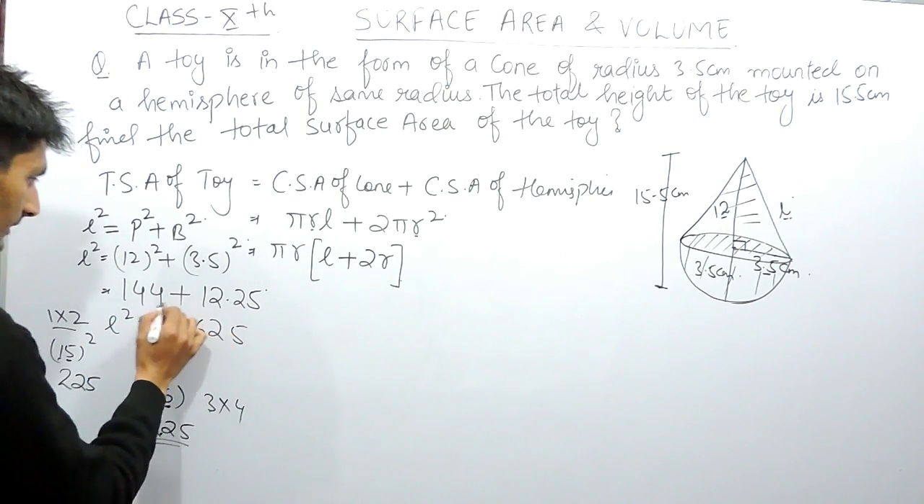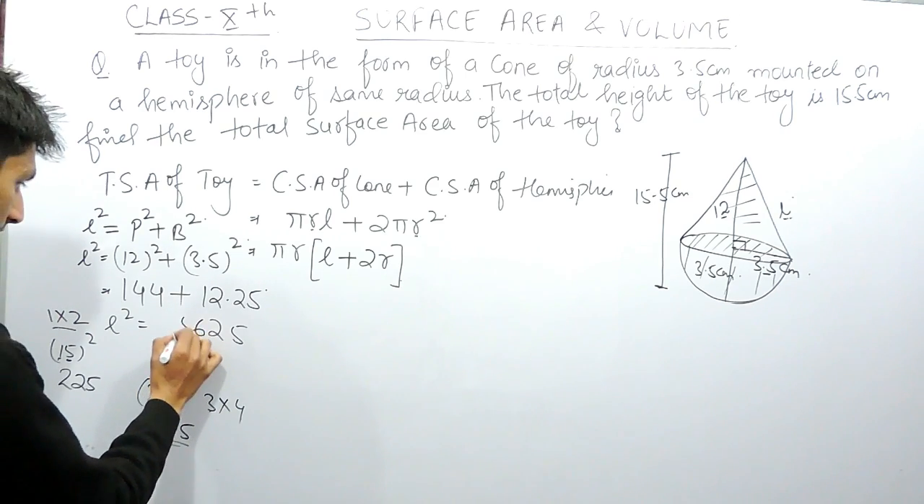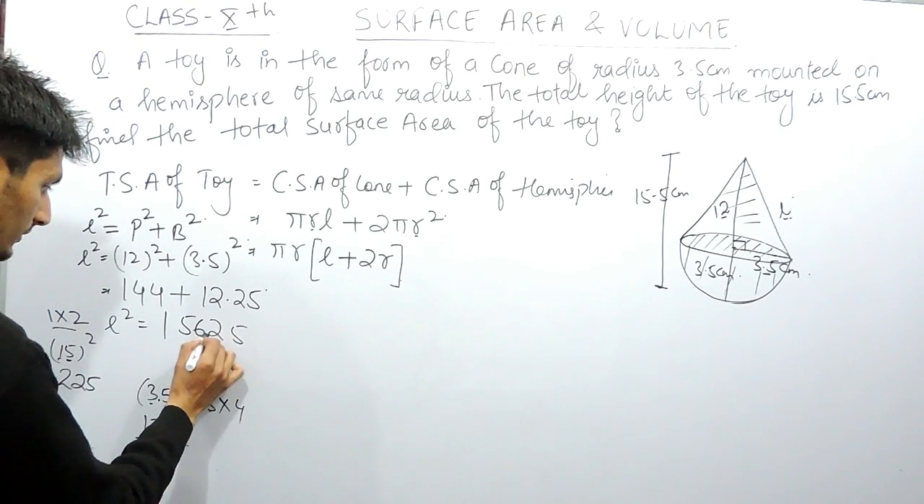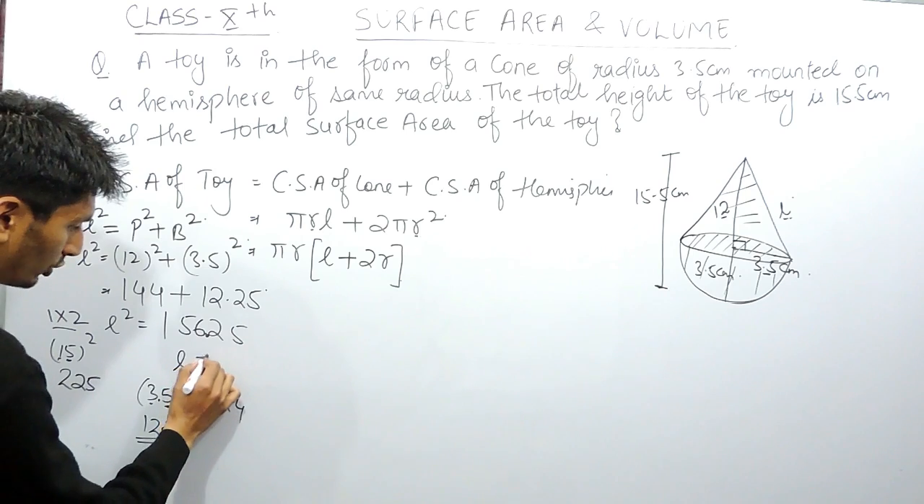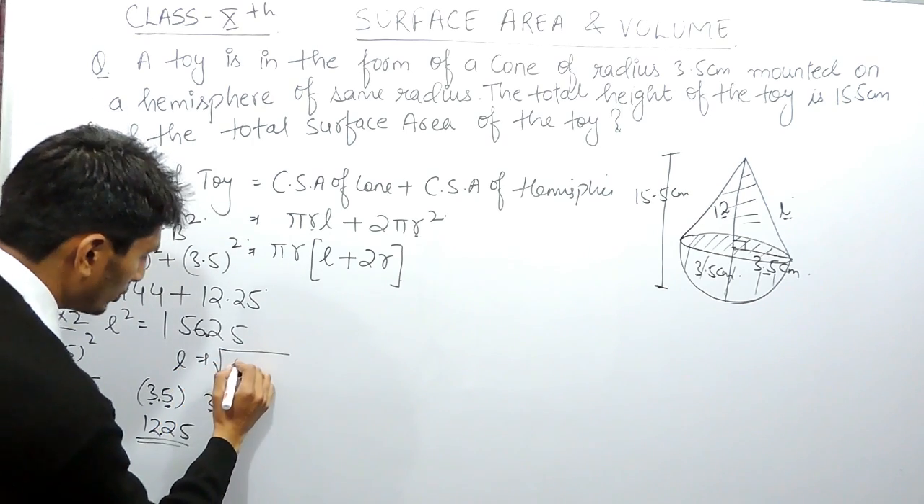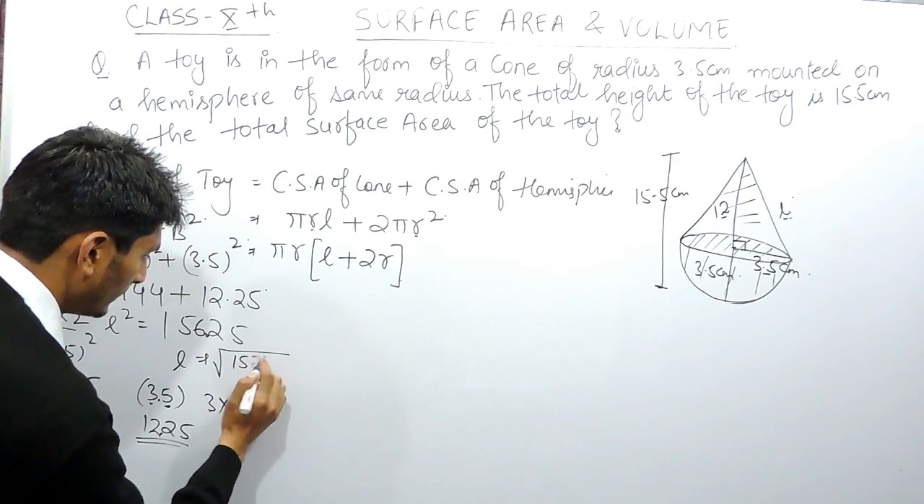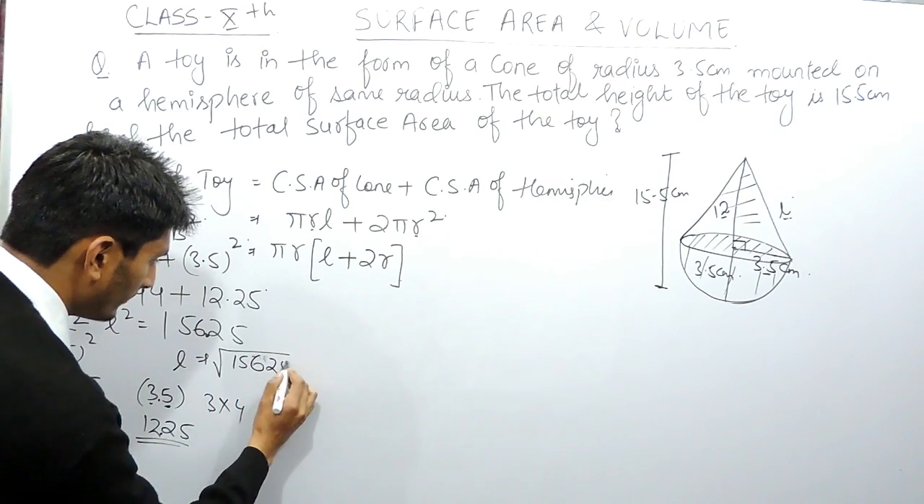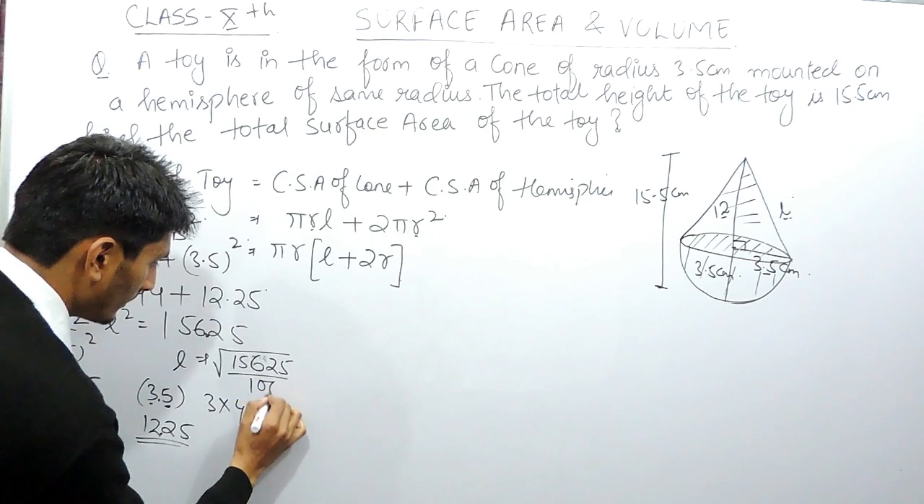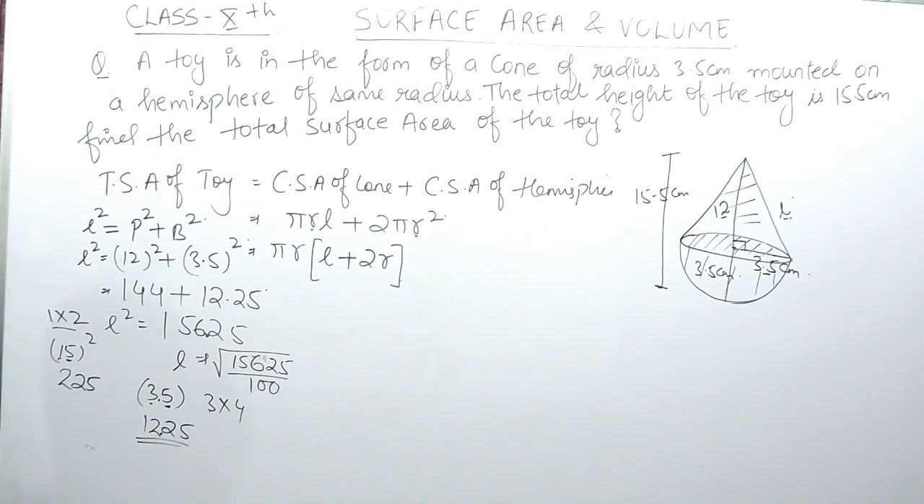This is 6. This is 5, and this is 1. So here the value of L will be equals to under root 15625 upon 100.